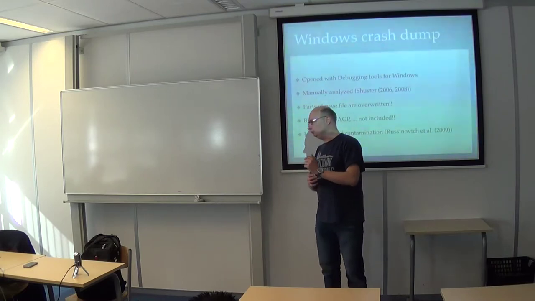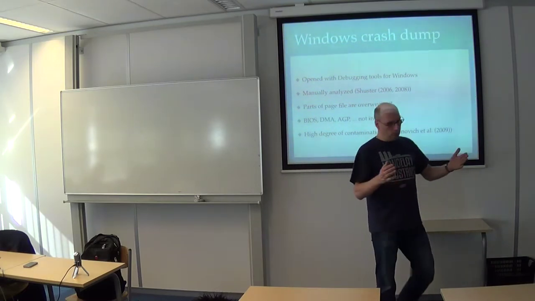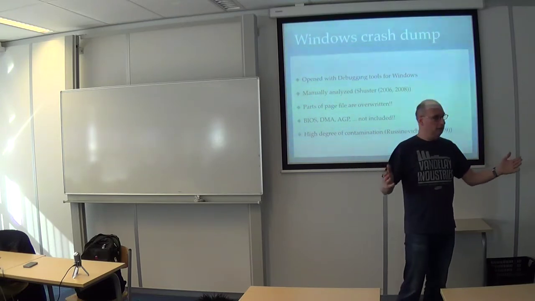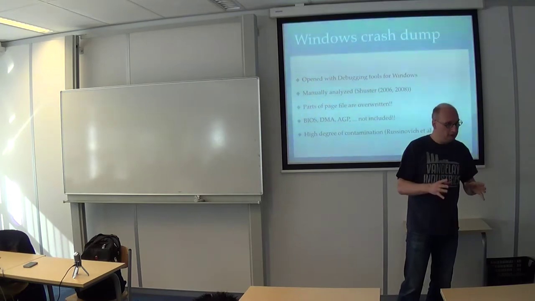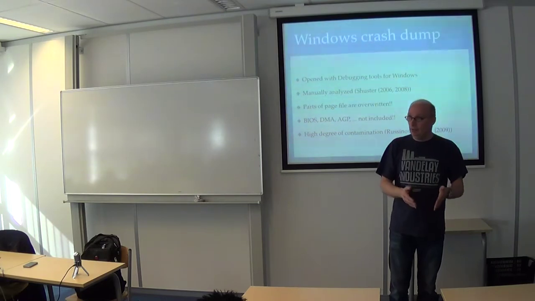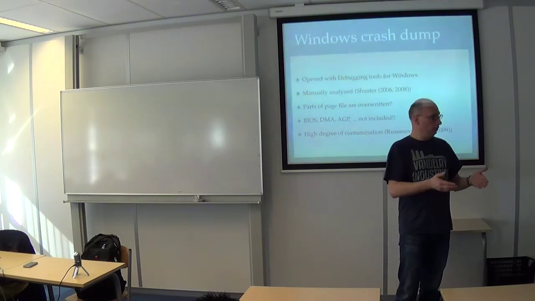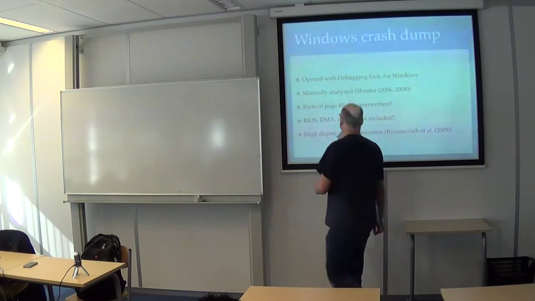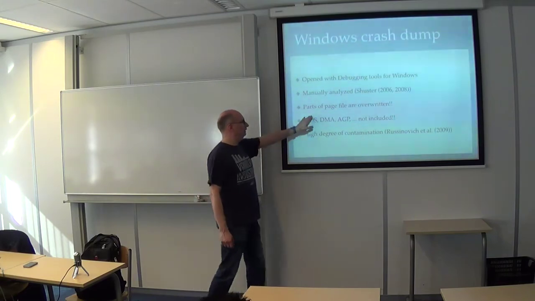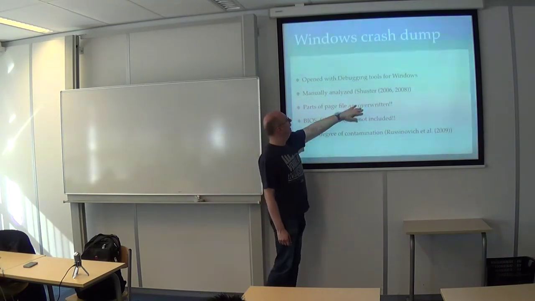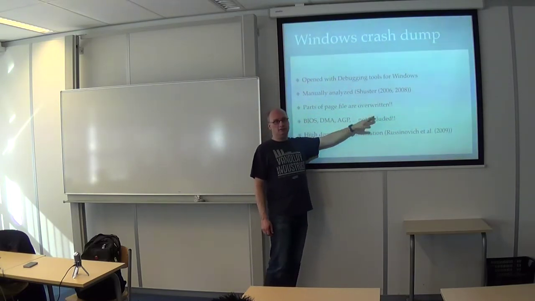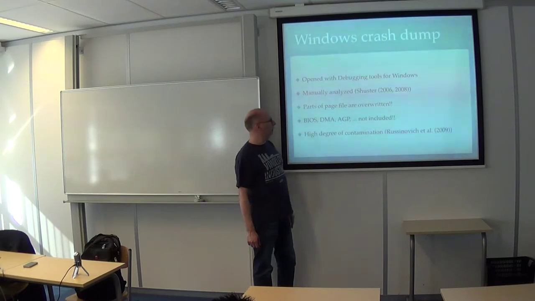I think I have some slides on virtual memory. But in virtual memory, the memory that is used might be larger than the actual RAM that you have in your system, and the part of the RAM that you don't actually have is stored on disk in what we call a page file. This page file, or swap file, or however you want to call it, there are several names for it, is partly destroyed when you have a crash dump. There's a lot of data that doesn't get included in your crash dump.